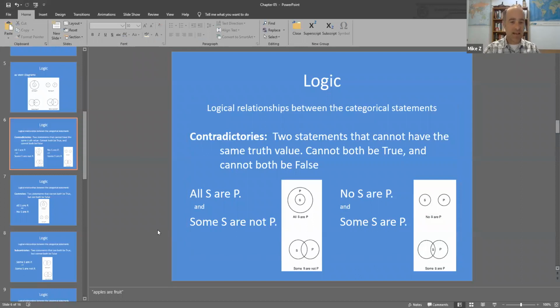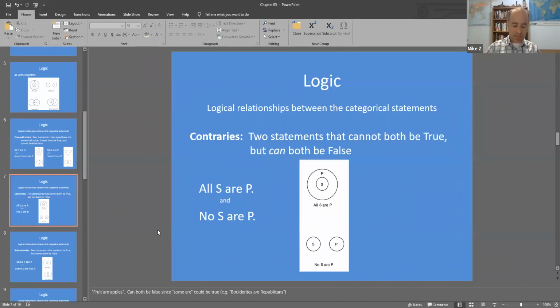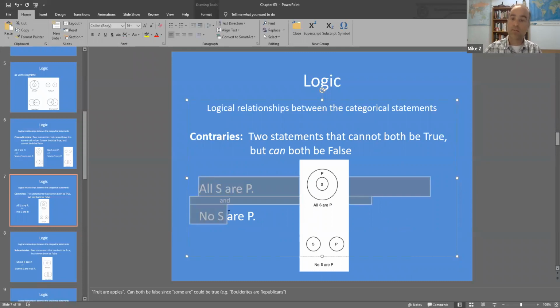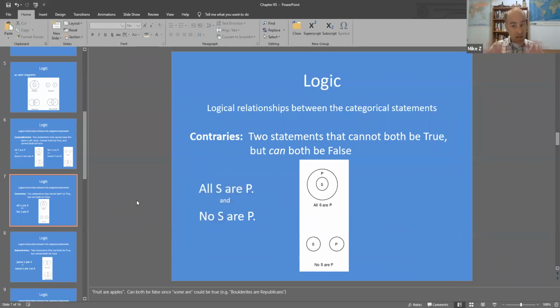Okay, moving on to this one. It's a little simpler, contraries, because there's only sort of one pair that count as contraries. So these are two statements that cannot both be true, but they can both be false. Or it could be that one is true and one is false.